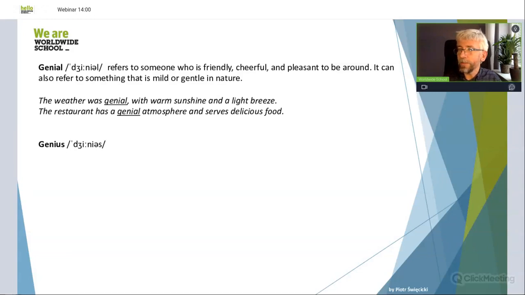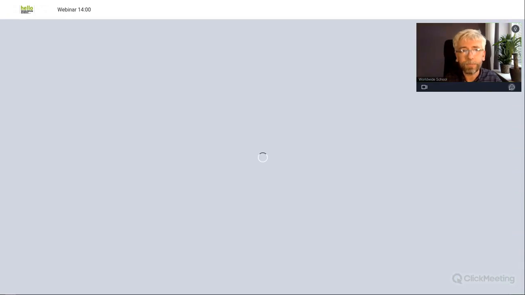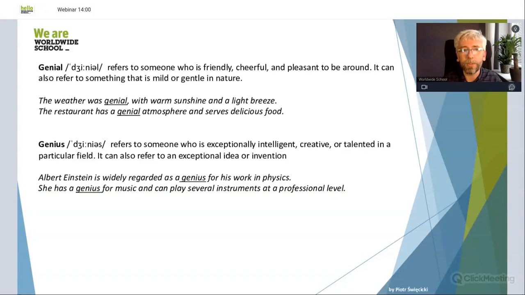In Polish we say genialna pogoda. Maybe this is it. Yeah, maybe that's related. The restaurant has a genial atmosphere and serves delicious food, but he's a genial person. That's also what it means. And a genius is a genius, right? Albert Einstein was a genius.